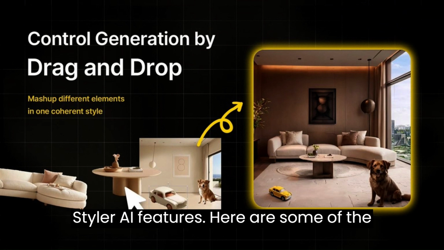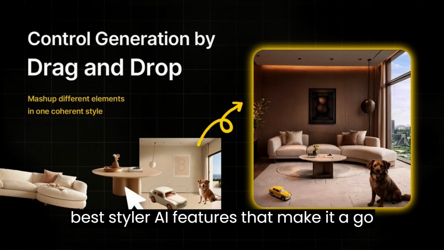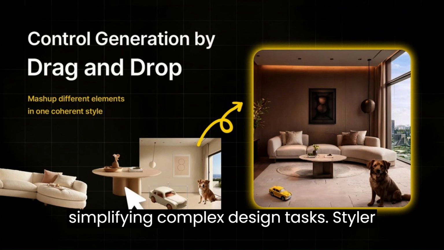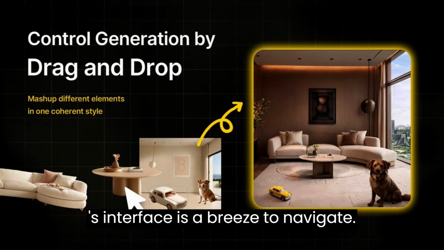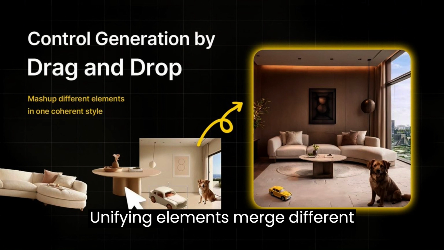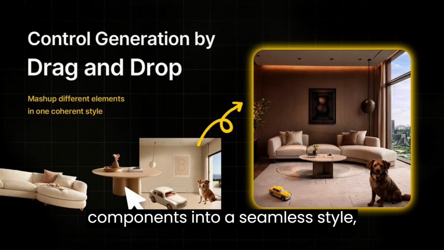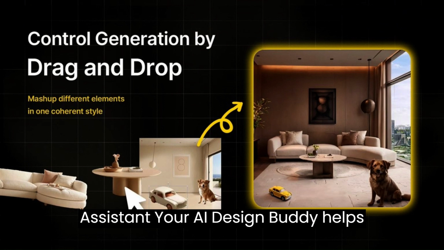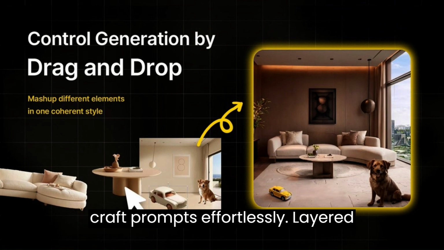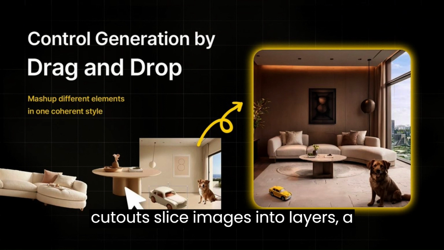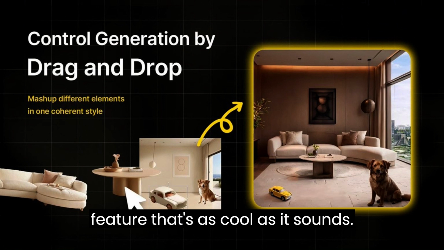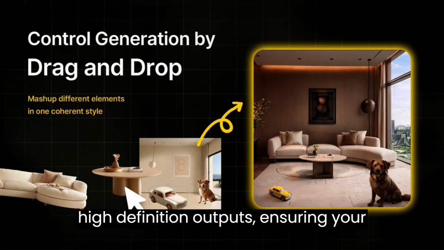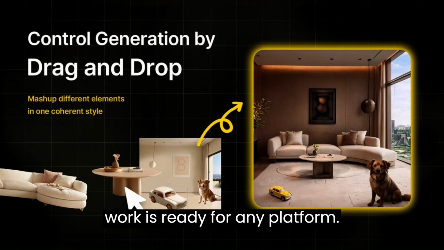Best Stylar AI features. Here are some of the best Stylar AI features that make it a go-to tool. Drag-and-drop composition, simplifying complex design tasks. Stylar's interface is a breeze to navigate. Unifying elements, merge different components into a seamless style, maintaining structure and aesthetics. Conversation-powered prompts. Stylar Assistant, your AI design buddy, helps craft prompts effortlessly. Layered cutouts, slice images into layers, a feature that's as cool as it sounds. Export at stellar resolutions, get crisp, high-definition outputs, ensuring your work is ready for any platform.